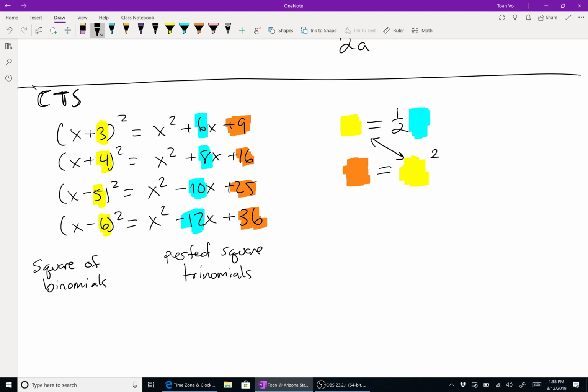Yes. If you don't complete the square, you can always do quadratic formula. Yes, that is true, but completing the square takes 10 seconds. Quadratic formula takes a minute.